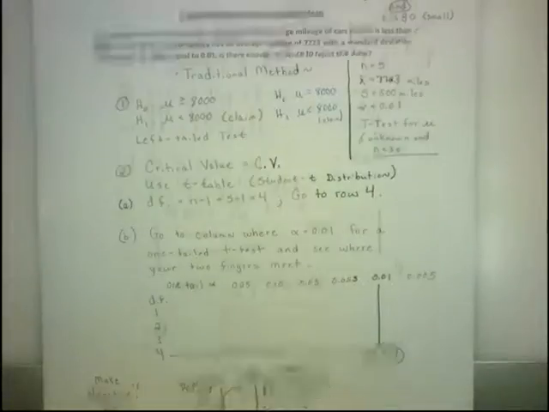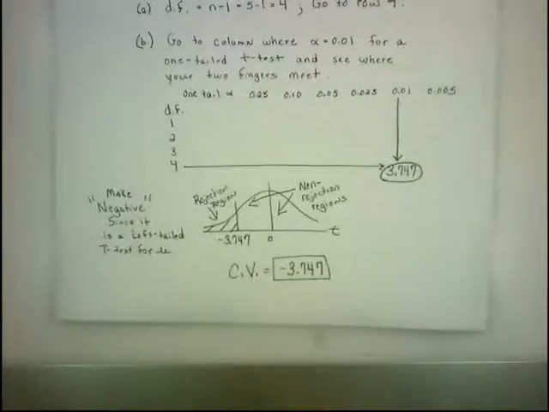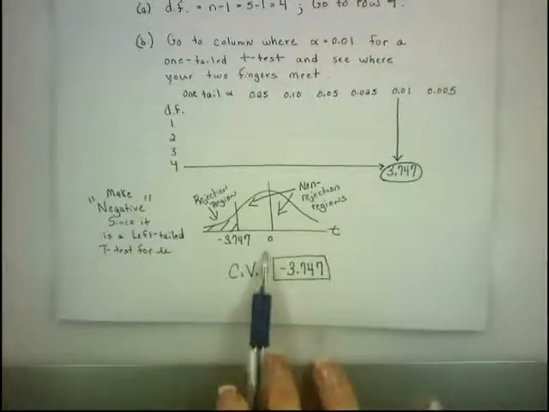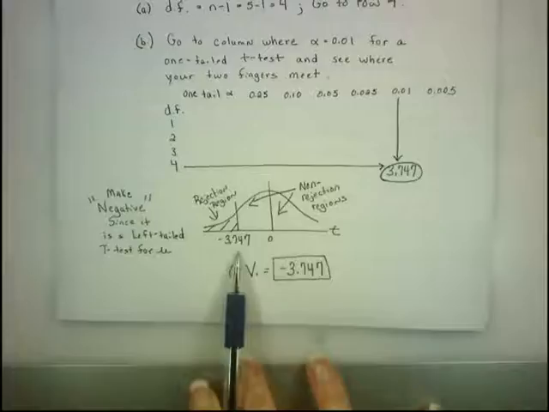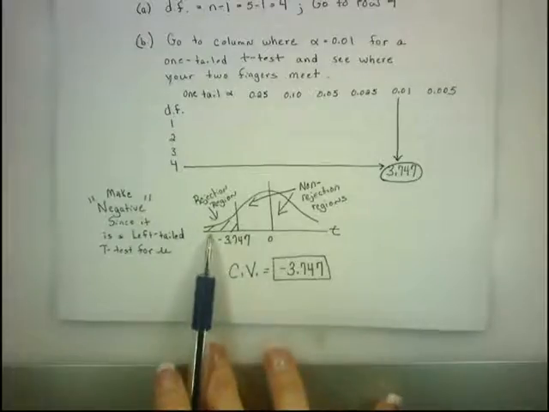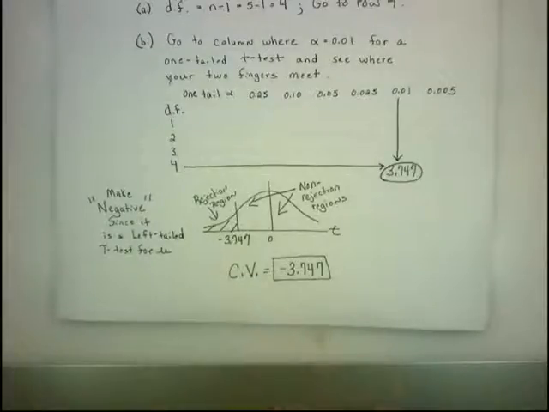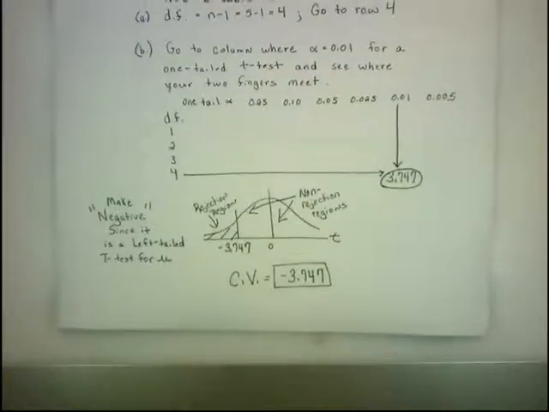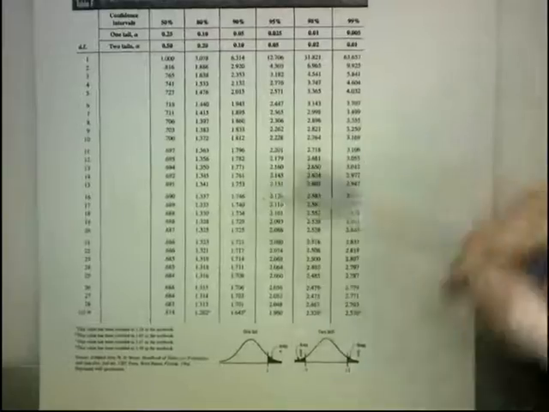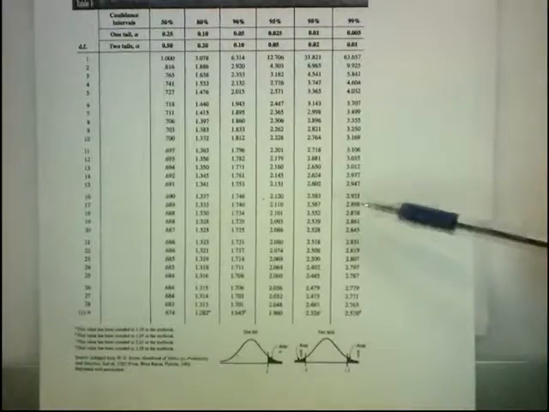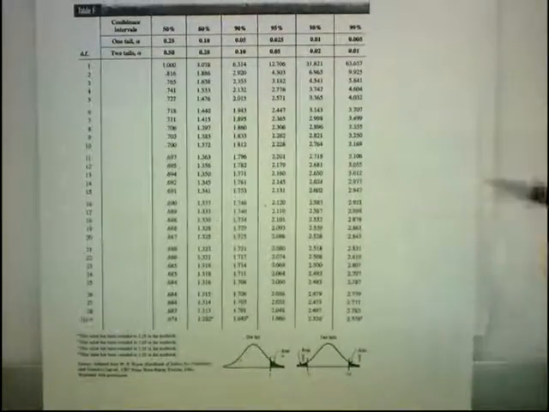And then that brings you to your picture here. You have a t-axis, a mean of 0, and here's your critical value. And there's your rejection region shaded, determined by your critical value. It says make negative since it's a left-tailed t-test. Inside the t-table, all of those values are positive, but there can be negative critical values as well.